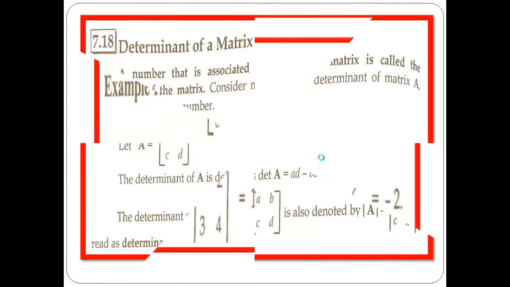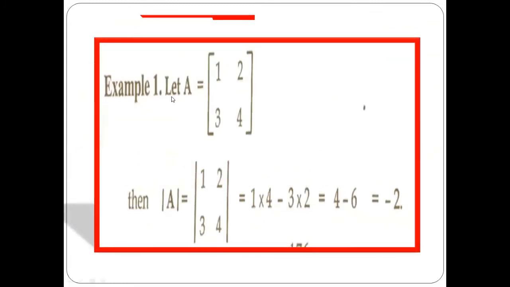Okay. Now consider a book example. Let matrix A contain elements 1, 2, 3, 4. Then how will you find out the determinant? Instead of the matrix brackets, you will use two straight lines for finding the determinant, and the determinant is also denoted by this symbol. Then first multiply the elements of the leading diagonal.